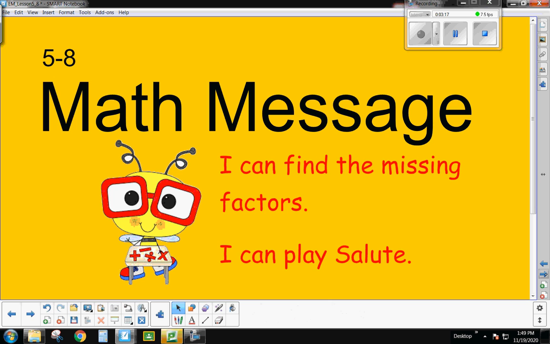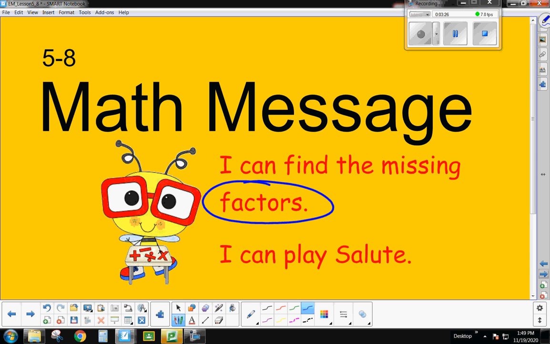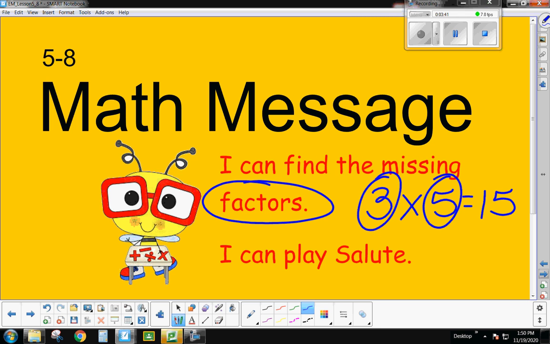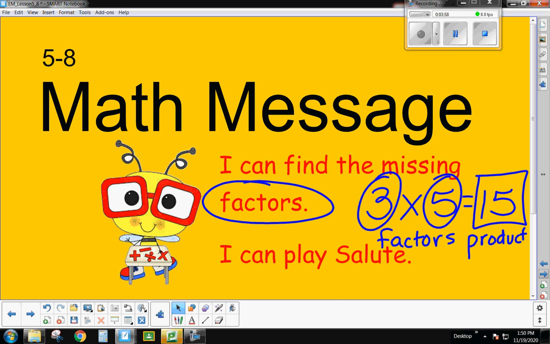All right, so that little warm-up goes along with what we're going to be working on today, finding the missing factors. Now, I want you to remember what a factor is. Factors are those numbers that you multiply together to get your product. So let's just say I have 3 times 5 equals 15. The 3 and the 5 are my factors. The 15 is my product. And I really need you to remember those vocabulary words, factors and product. We use them a lot in 3rd grade. Well, and you're going to use them a lot all the way through school.